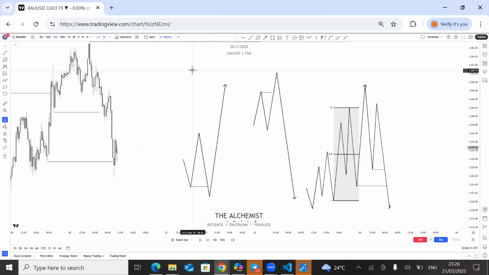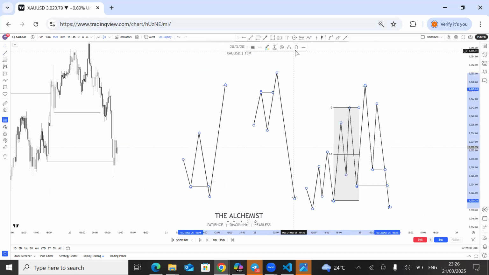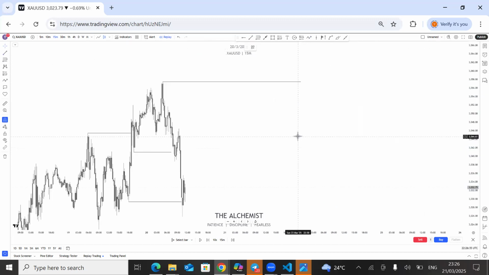Let me borrow this thing off. All right, so it's easy. Here's our strong high. We don't expect price to come to strong high.